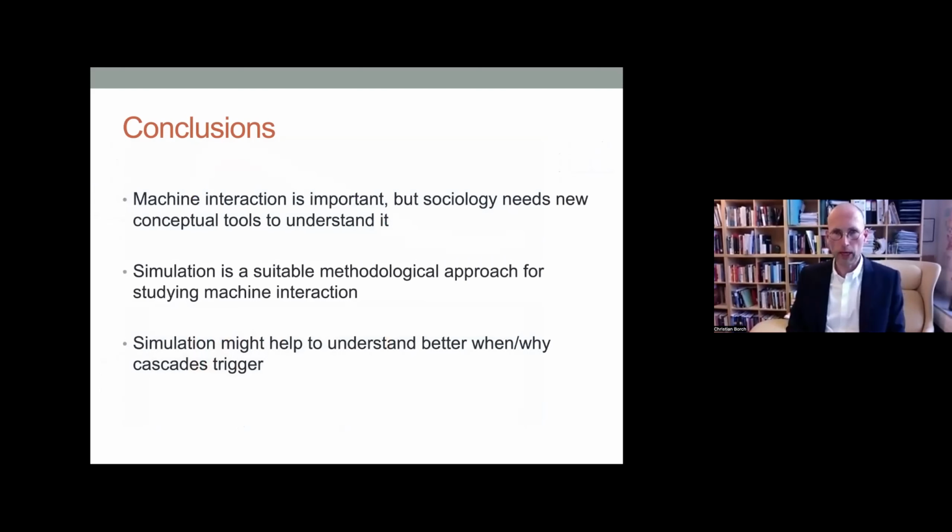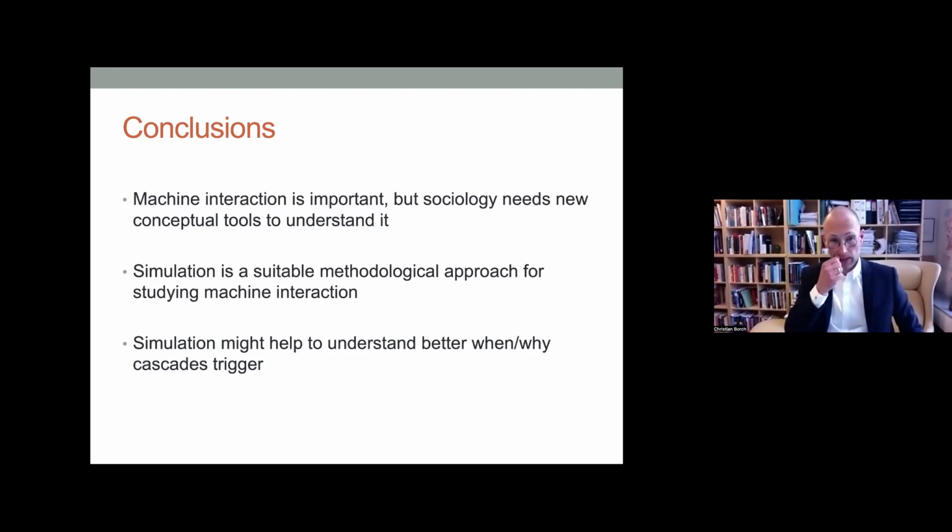So let me try to wrap up then. What I've tried to argue is that machine interaction is important. There are more and more spheres in society where humans are being bracketed, and the main action and interaction is entirely machine based. So this, from a sociological point of view, points to a new sphere that sociology needs to really take seriously. But sociology also needs new conceptual tools to understand these kinds of inter-machine dynamics. We cannot really rely on a too human-anchored conceptual vocabulary here.